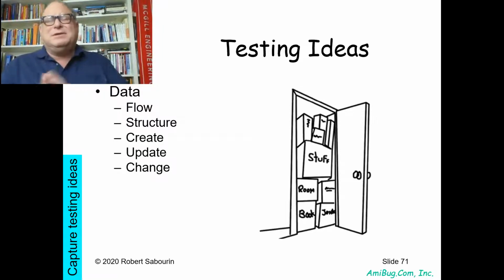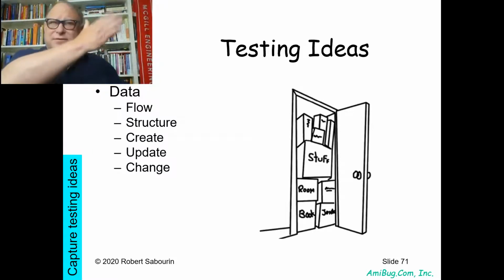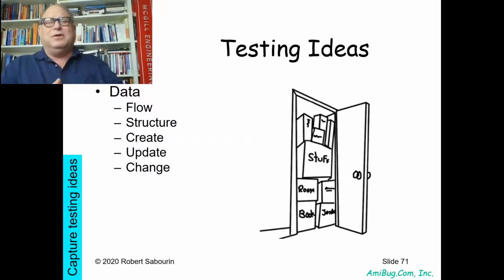So with data, you might start saying, okay, let's look at flow. Let's look at where data came from, where data is going to, are there different pathways data takes through the system? And we want to maybe exercise all the different paths that data flows through the system. That would be called data flow test ideas. You look at the path the data takes and you simulate that path. You try that path out.